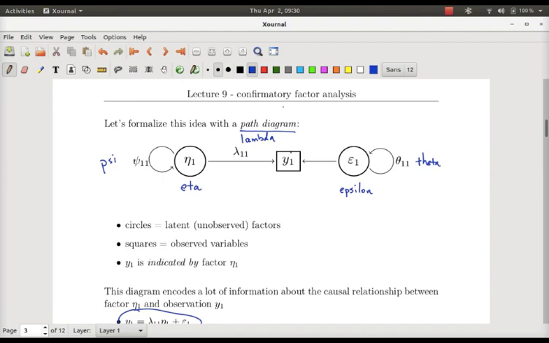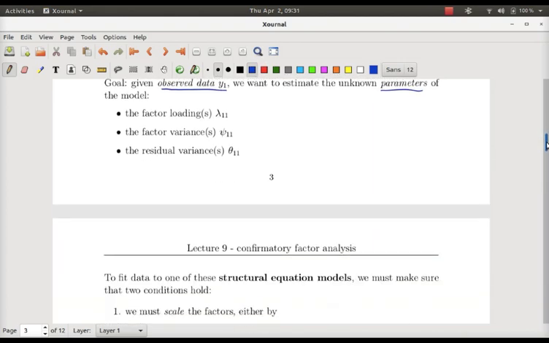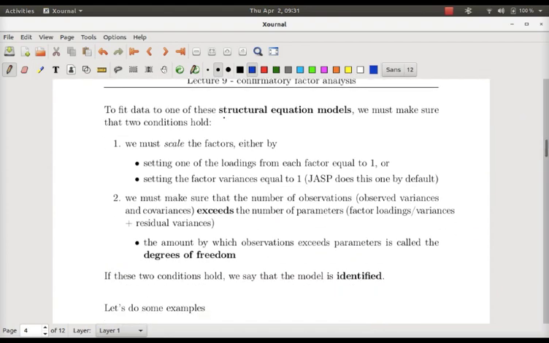We're just given one of these, right? It's just the observed data. The rest of it we estimate. Those estimations are the factor loadings, the factor variances, and the residual variances. So our goal now is going to be to estimate these and see how well it fits the actual observed data. So to fit these data, we're going to use what are called structural equation models, okay?